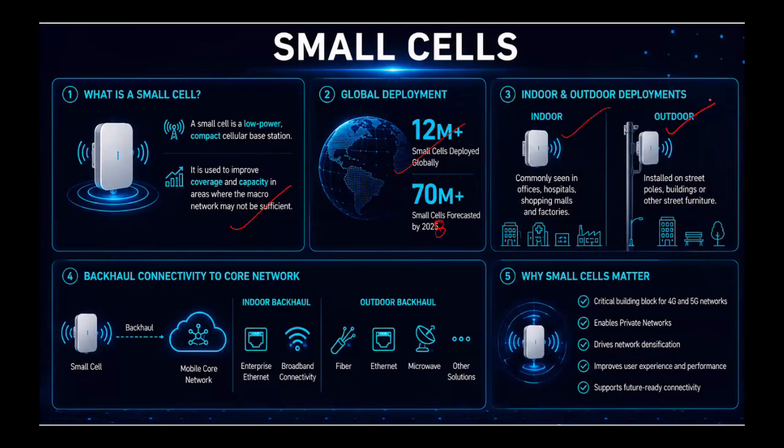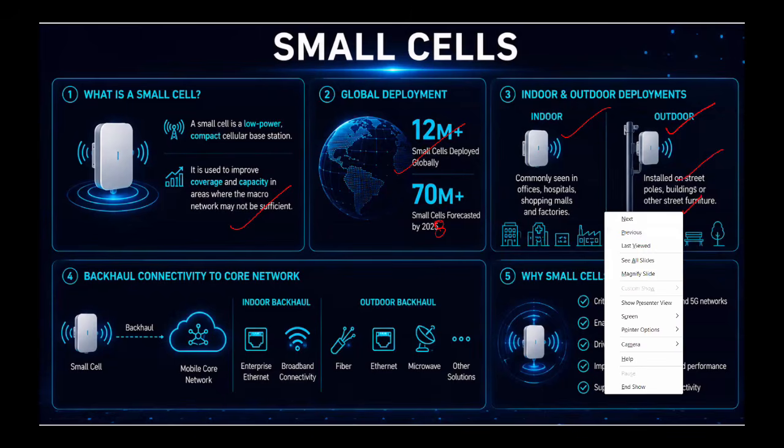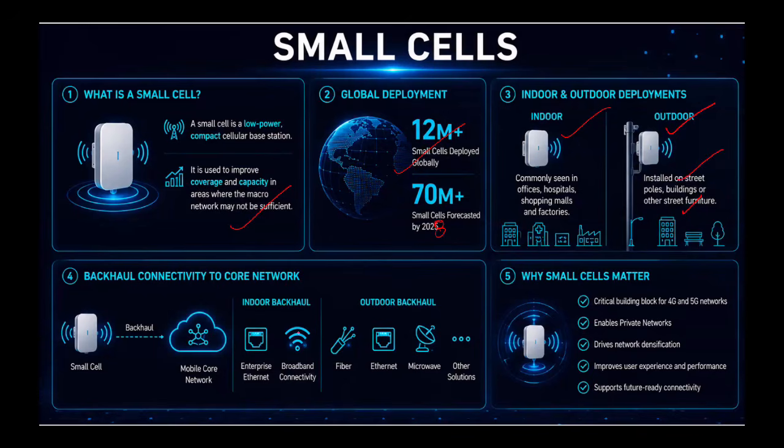Small cells can be deployed indoors or outdoors as well. Indoors, we commonly see them in offices, hospitals, shopping malls, and factories. Outdoors, they can be installed on street poles, buildings, or other street furniture. Just like a normal cellular base station, the small cell needs backhaul to the mobile core network. Indoors, this may use enterprise Ethernet or broadband connectivity, while outdoors can use fiber, microwave, or other backhaul solutions, which we have discussed in our previous sessions. That's why small cells are very important building blocks for 4G, 5G, private networks, and network densification.